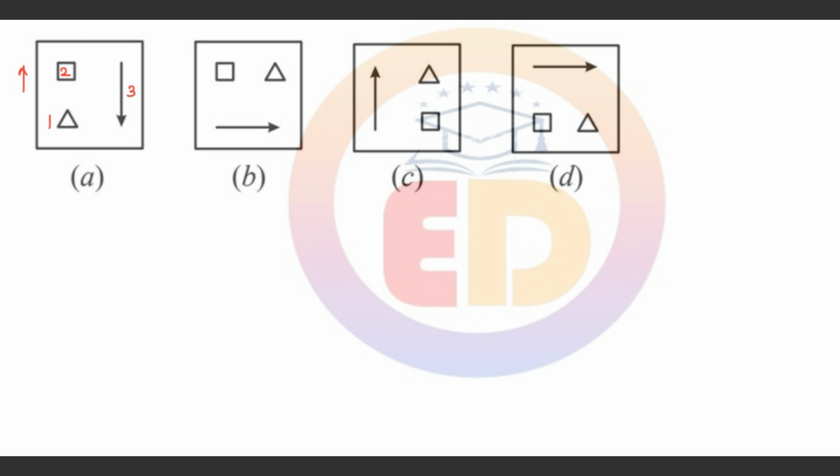Let us go to the second figure and again number them, starting from the triangle and then going in a clockwise direction. Triangle will be 1, arrow will be 2, square will be 3. In the third shape, let's number them again. Triangle will be 1, going in a clockwise manner, square will be 2 and arrow will be 3. In the fourth shape, let's number them in a clockwise manner. Starting from the triangle is 1, square is 2, arrow is 3.